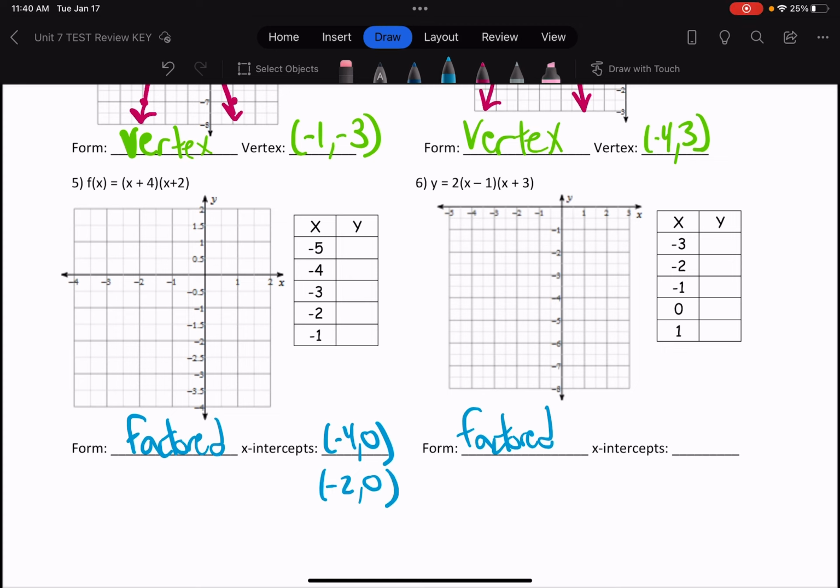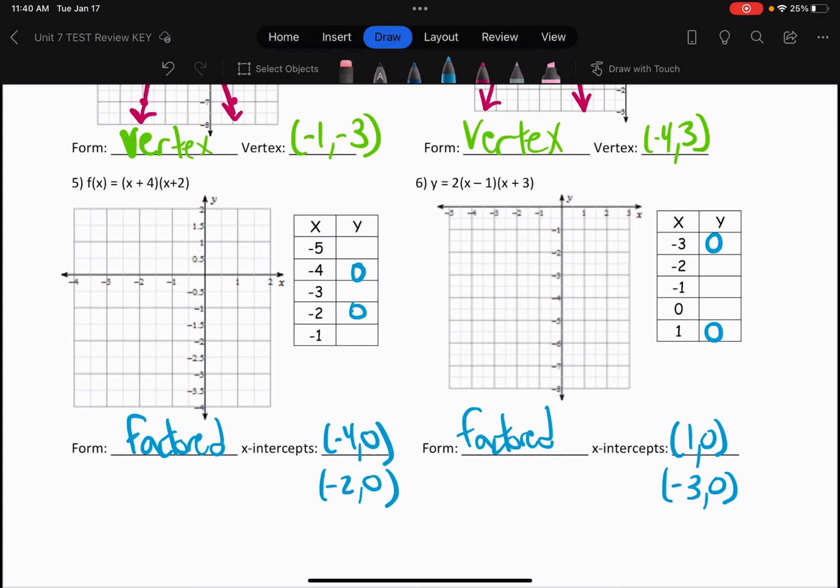For number 6, I'm also going to look at the x-intercepts there. I'm going to have one x-intercept at 1, 0, and the other one should be at -3, 0. So looking at those tables, I can already put my x-intercepts down for -4 and -2 for number 5, and for number 6, when x is 1, y is 0, and when x is -3, y is 0.